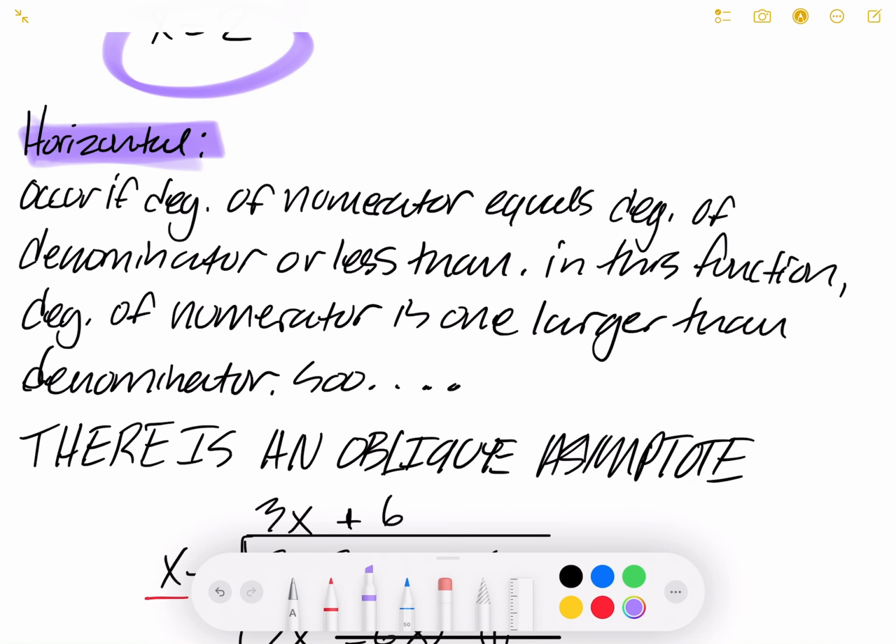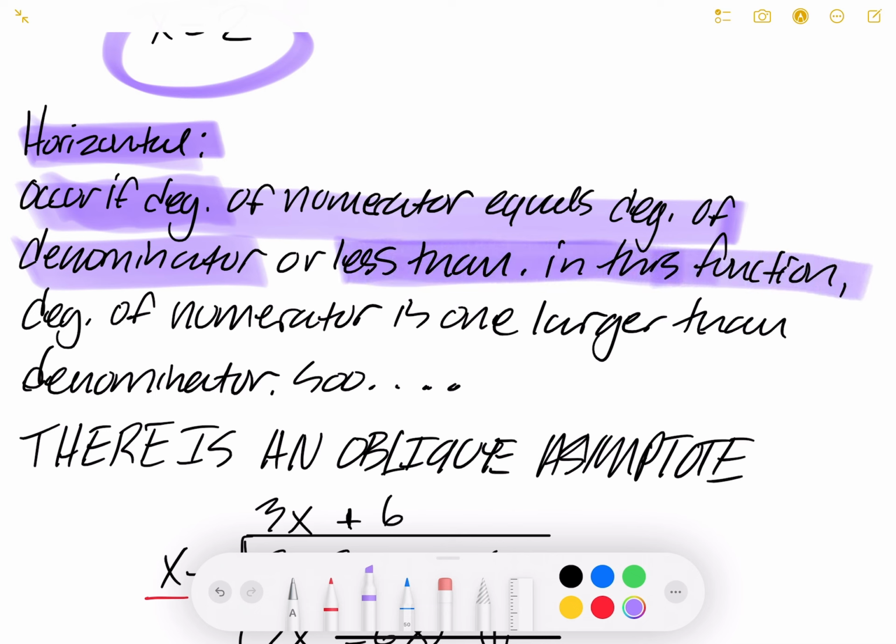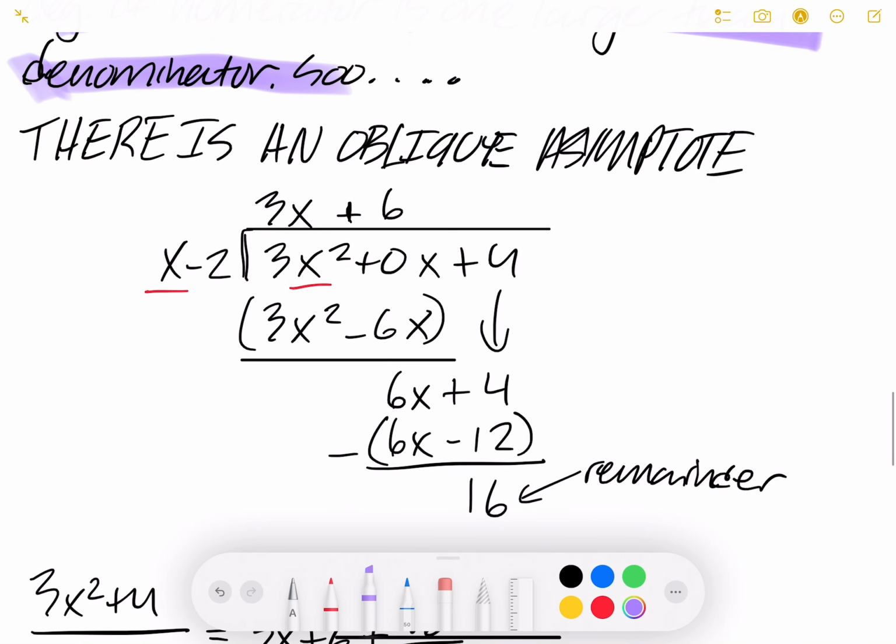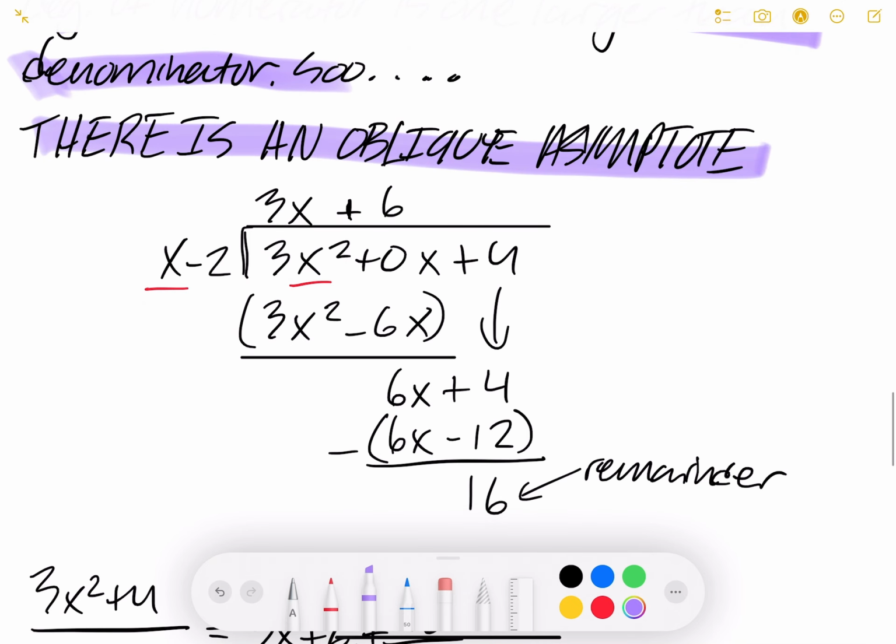Typically, the degree of the numerator should equal the degree of the denominator, or be less than it, but the degree of this numerator is one larger than the denominator. So there is an oblique asymptote.